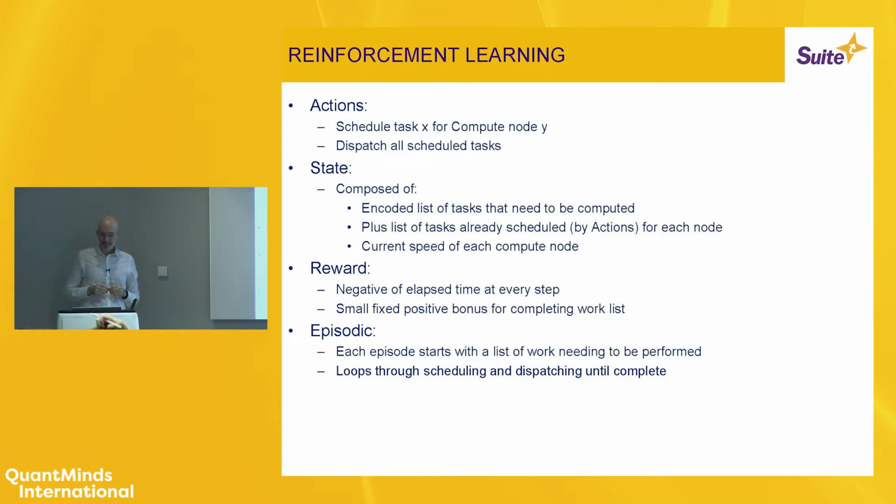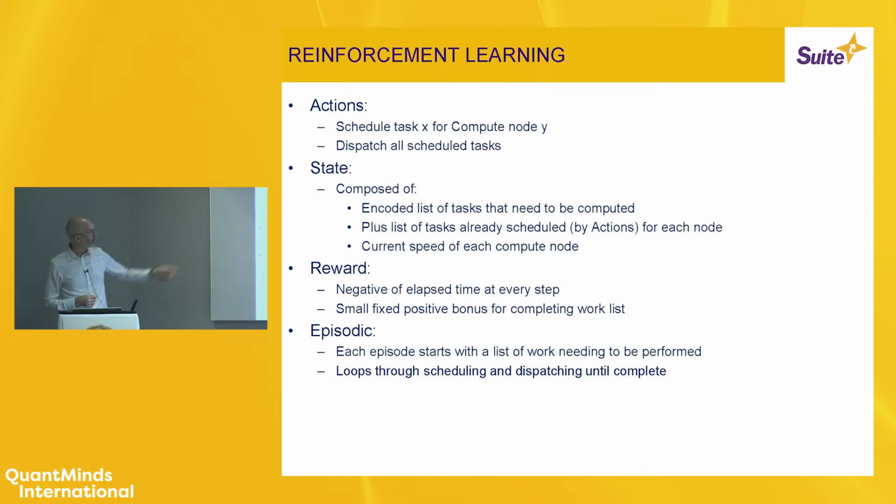The state, if we look at the state, will be comprised of three things. One is an encoded list of all of the tasks that need to be computed. The next is a list of the tasks that the agent has already scheduled using its actions and which nodes they're being scheduled on. Obviously the agent needs to know this in order to understand what it's in the middle of doing. And also the current speed, if you like, of each of the compute nodes.